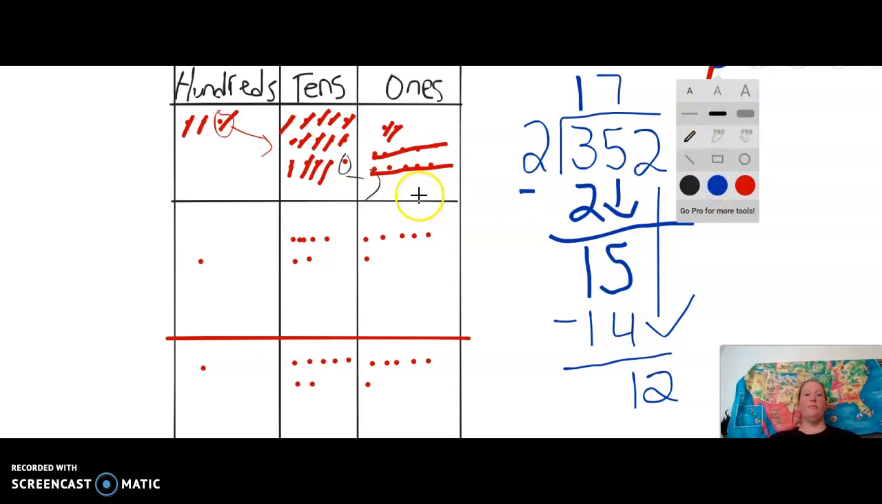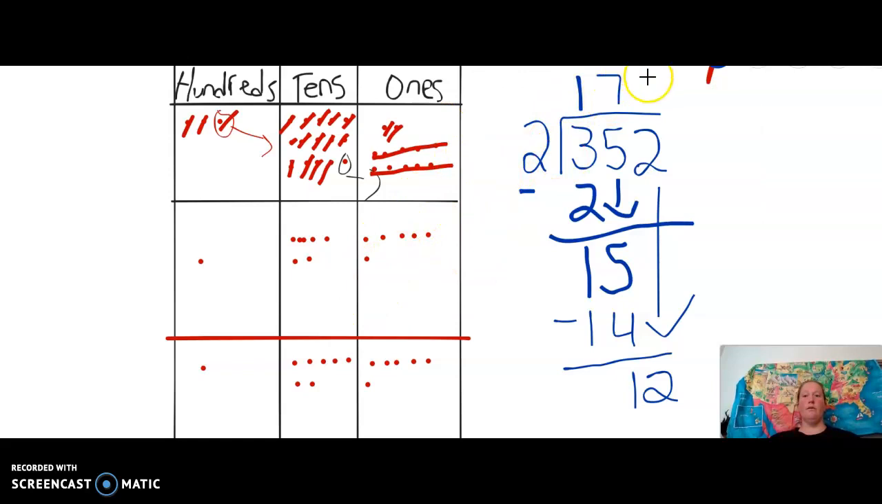Okay? The 2 goes into our 12. Each group should have 6. We used all 12. So when we say 12 minus 12, 0, nothing is left over. We have no remainder today. So our quotient is 176. And like I said, we're really good. We're going to check our work.